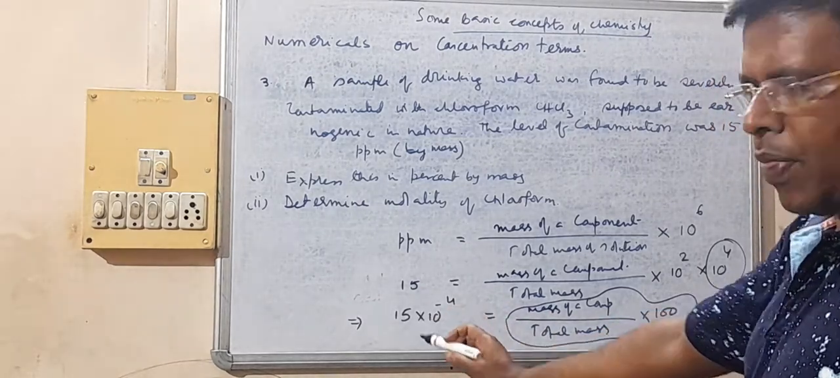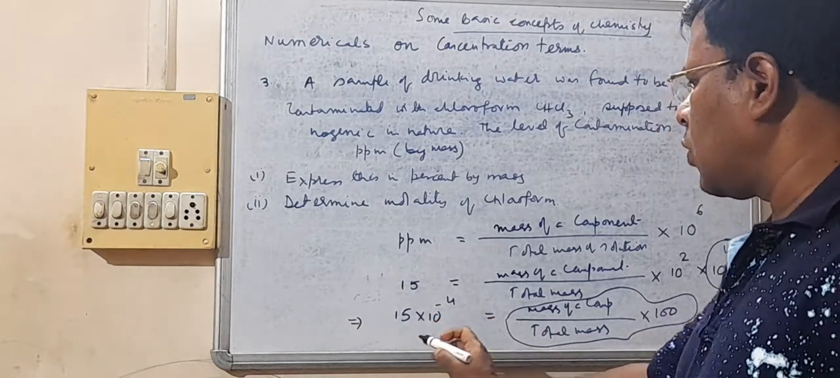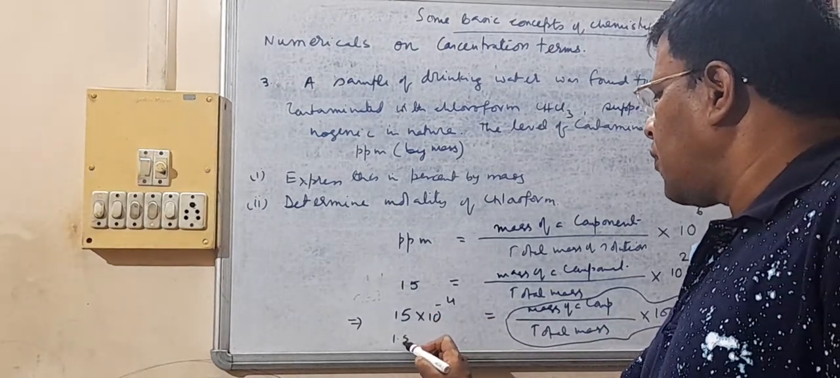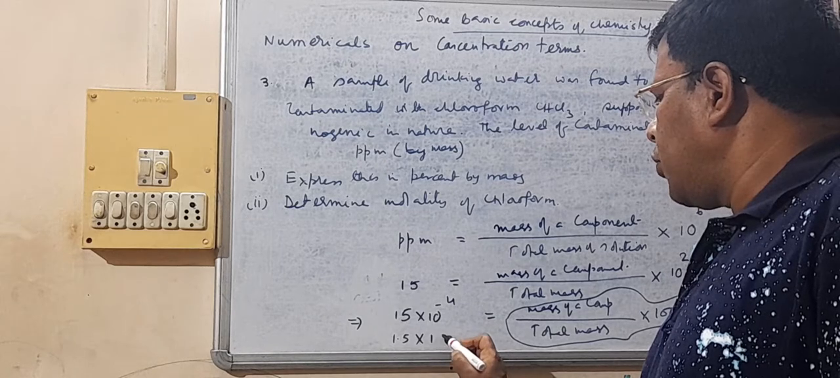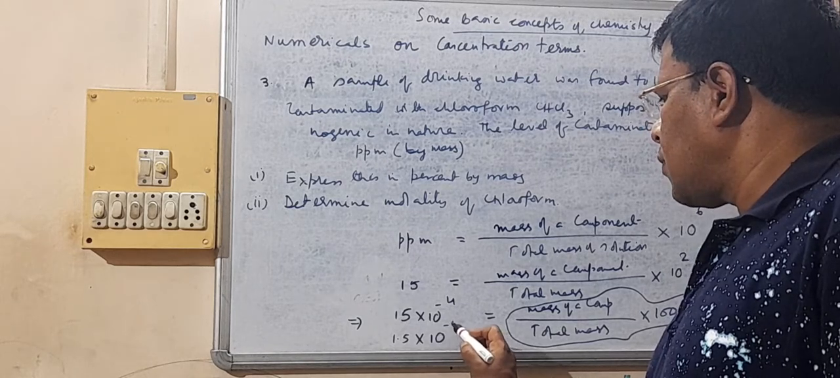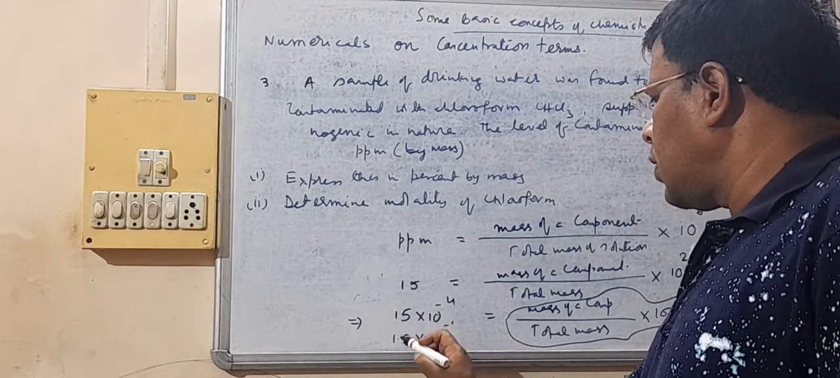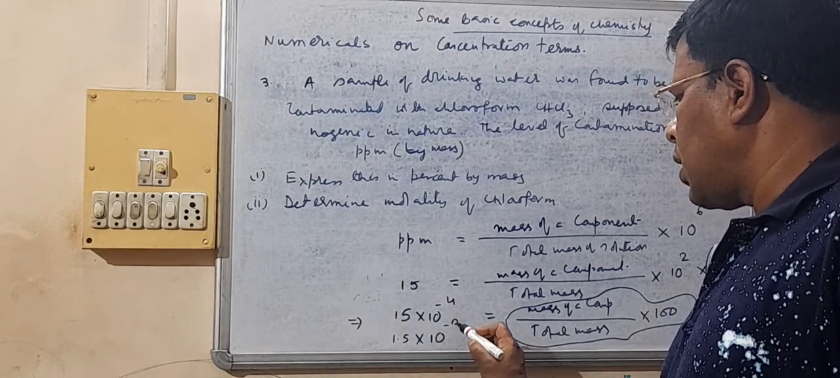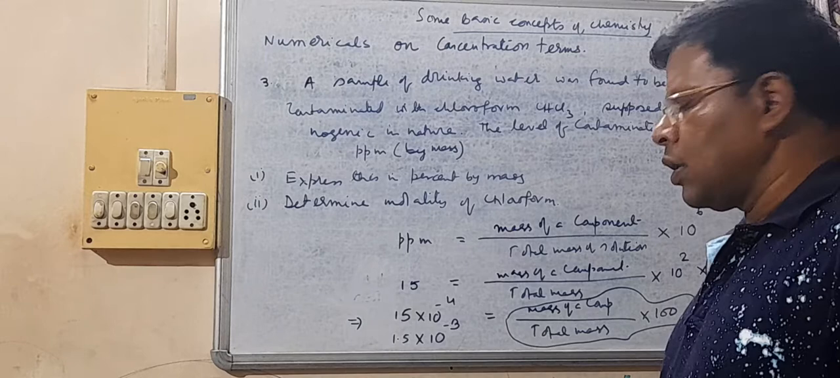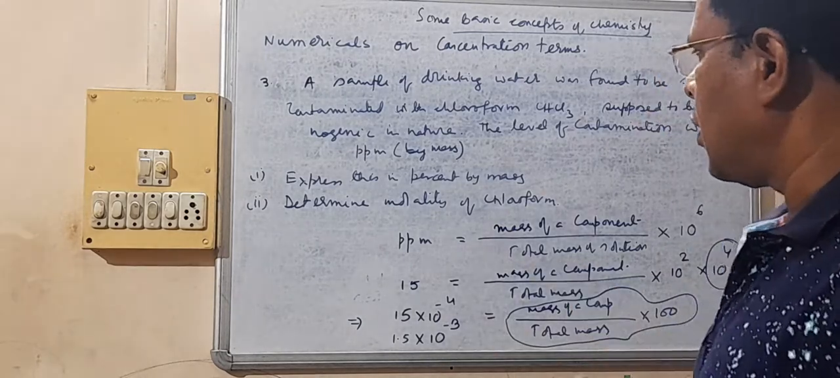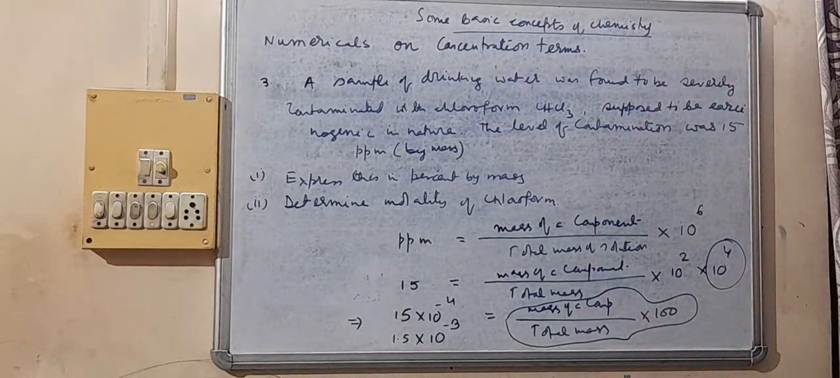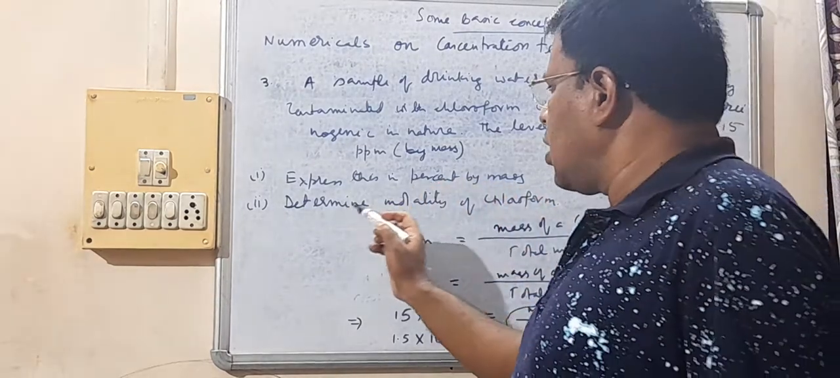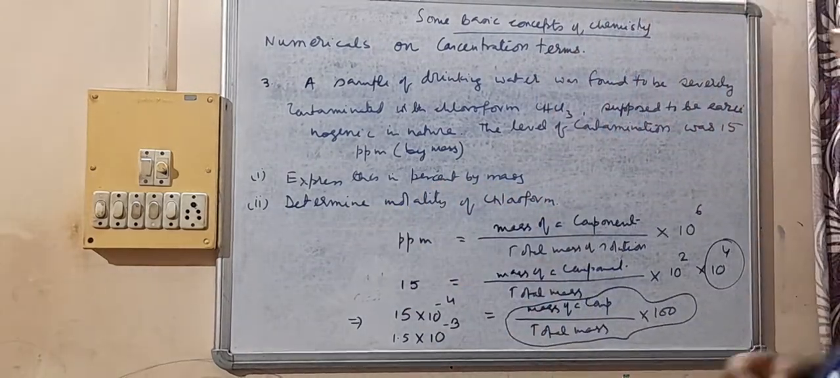This is the answer. If you want to express this in scientific notation, it will be 1.5 into 10 to the power minus, we have to divide by and multiply, so it will be 10 to the power minus 3. So this is the answer, first part of this question. Now determine the molality of chloroform.